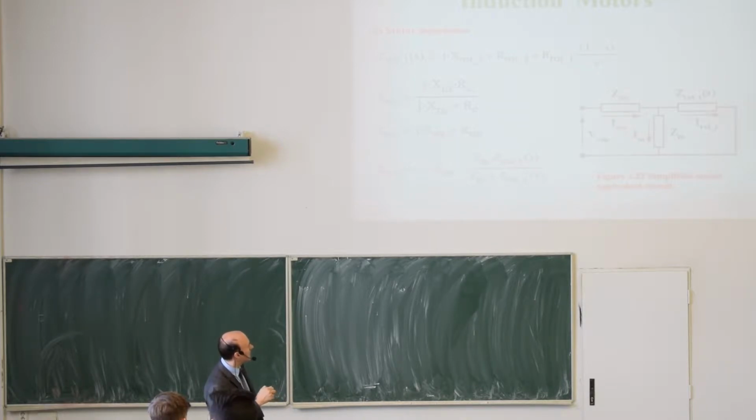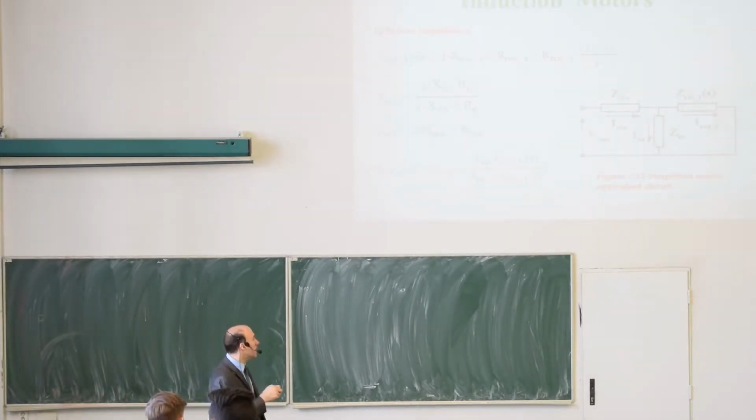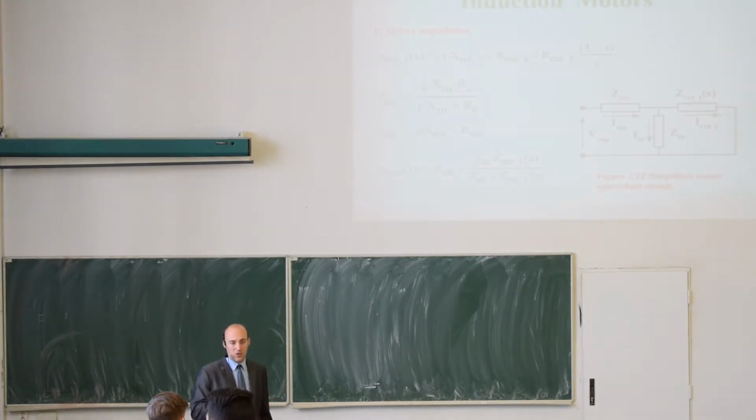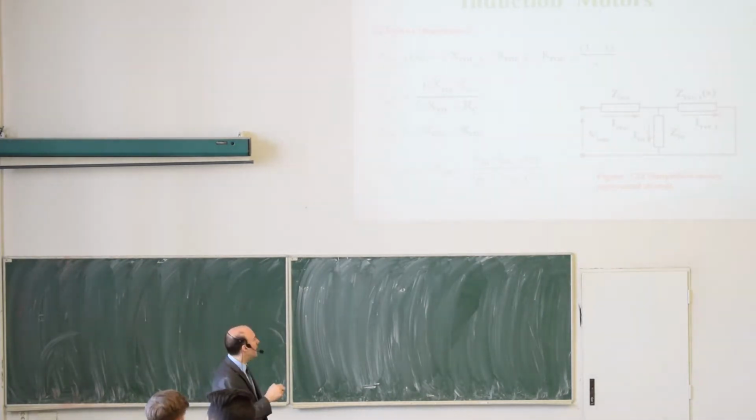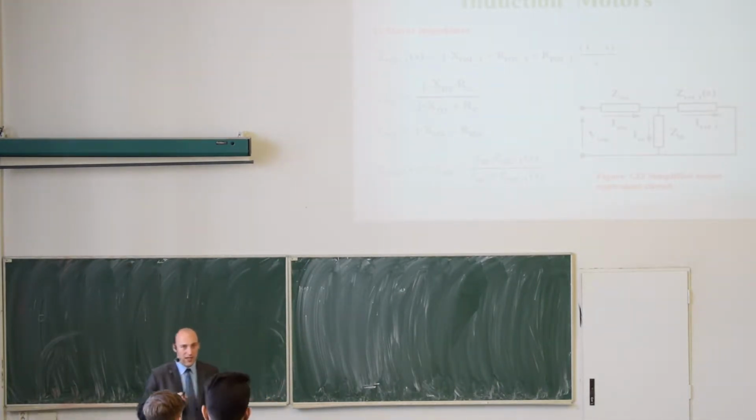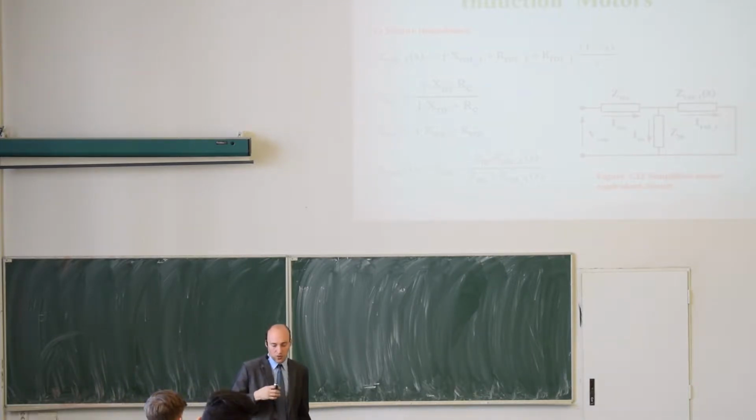So this represents the impedance of the stator, this represents the impedance of the rotor, and note here that we're still using the slip, so this is still a function of speed. So this part is a variable with speed, but this part is constant with speed. And here, this is the part that represents the magnetic circuit, and this is also constant with slip, so constant with speed.